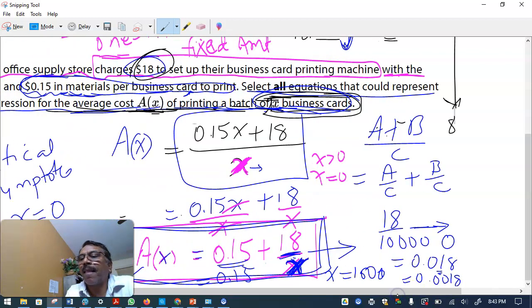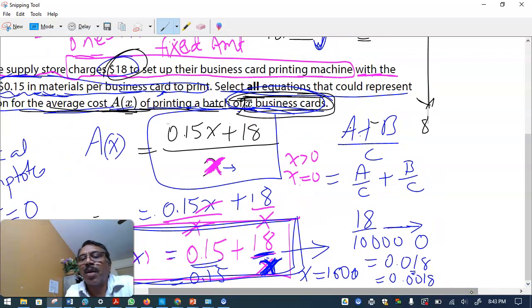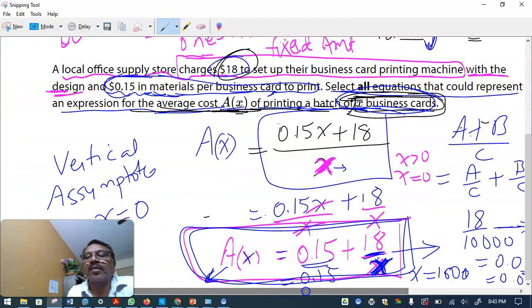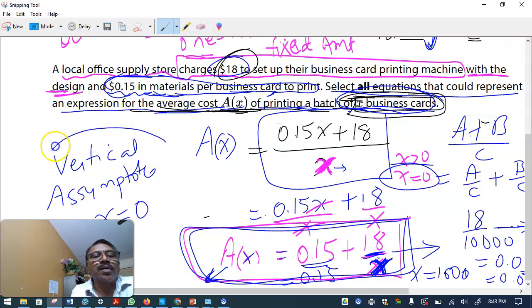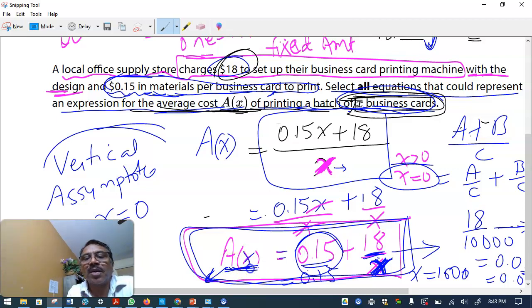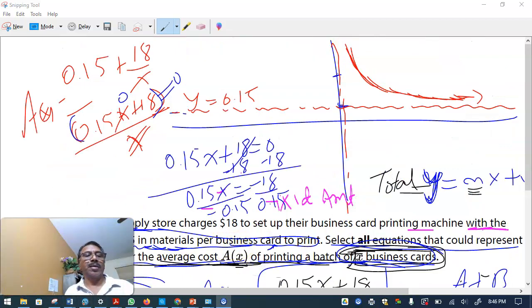So I hope what I'm trying to say is that here there is a vertical asymptote, which is x equals 0, and there is also a horizontal asymptote. It means that y, the value of this, is the average cost per card. Okay, I hope this takes care of whatever information you needed. I'll just go to the second.